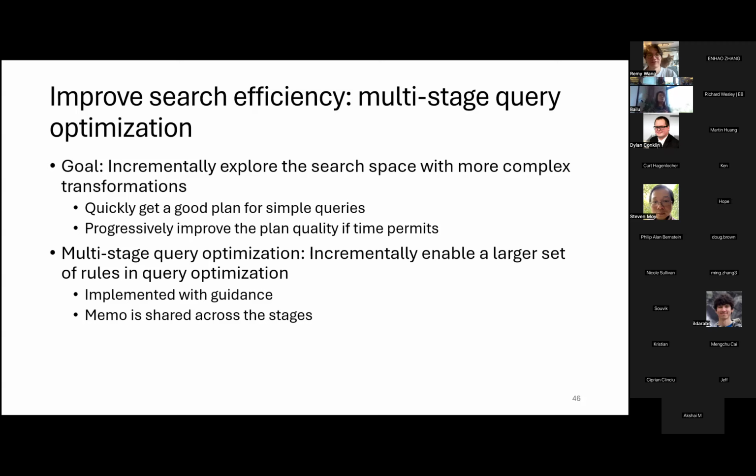Each time it is given an increasing set of rules for the search to explore. In that case, we gradually increase the size of the search space. This is often implemented with guidance as well. So we use guidance to specify the set of rules that are activated in the search. Now, the memo and the other data structures or caching are shared across those stages, so we ensure there's no duplicate work across different stages.